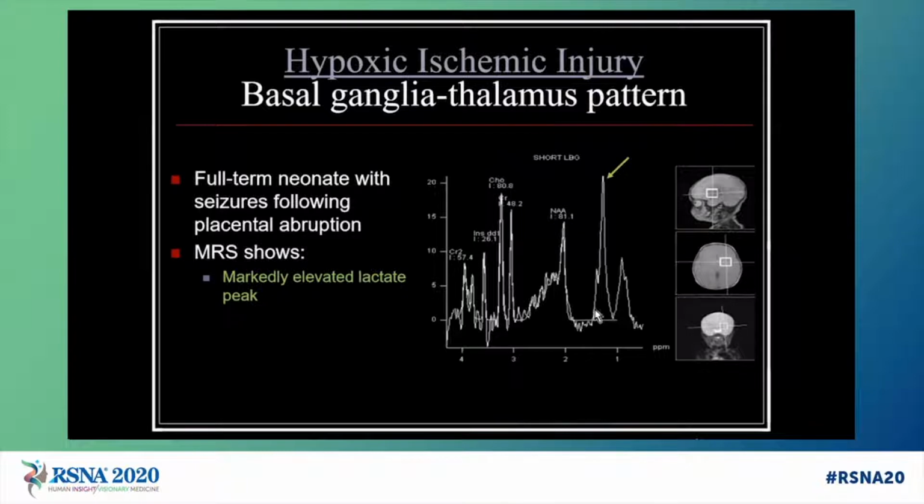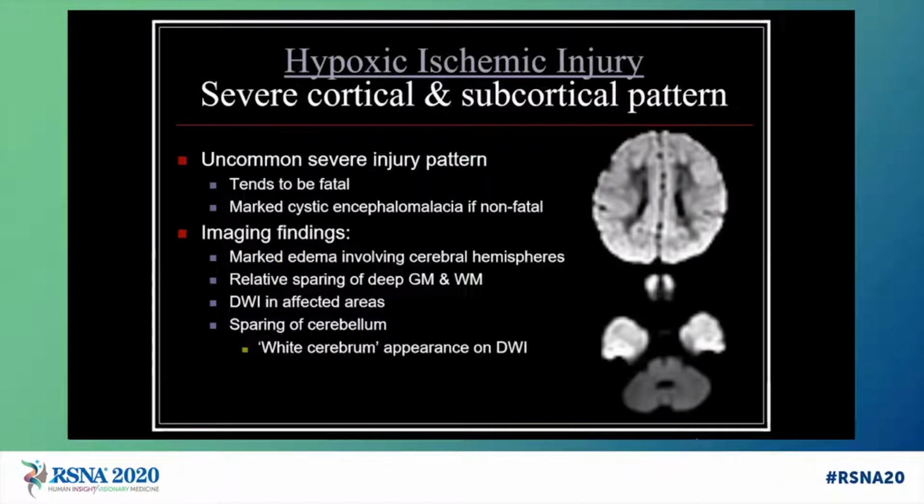In normal neonates, you can see a small lactate peak, but this is significantly elevated in the setting of severe hypoxic ischemic injury. So the severe cortical and subcortical pattern of injury is very rare. It tends to be fatal, so oftentimes these patients do not go on to imaging. In non-fatal cases, you're going to see marked cystic encephalomalacia.